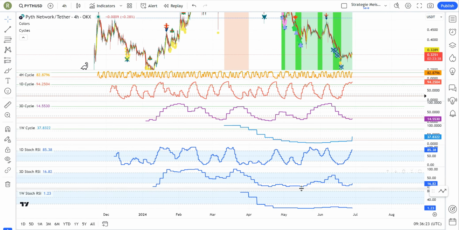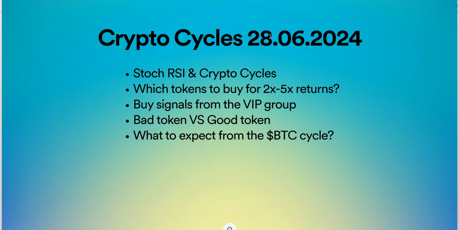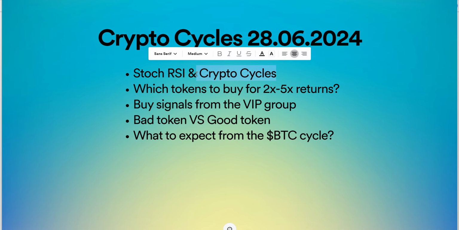Now, before jumping into the video, I'm going to quickly tell you what we are going to talk about. First of all, I'm going to introduce a new indicator called Stoch RSI, and we're basically going to see how it works together with the crypto cycle indicator that I presented in the previous video. Then we are going to take a look at the tokens and which tokens are going to produce those 2x or 5x returns that are very common in the bull market. And we're going to see the buy signals.